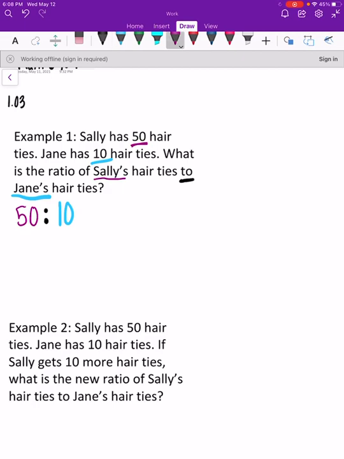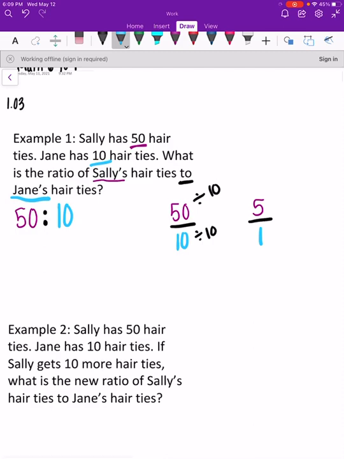And how that looks is, it's very similar to writing it this way. 50 divided by 10. And how do we simplify 50 divided by 10? We divide the top and bottom by 10. So we get 5 over 1. And we're going to write that the same way over here. 5 to 1. And that's the simplest form of the ratio. It's just easier to read. So make sure if you write a ratio, you simplify it.